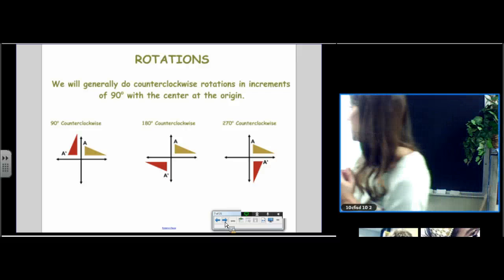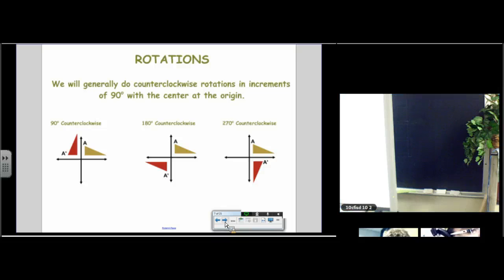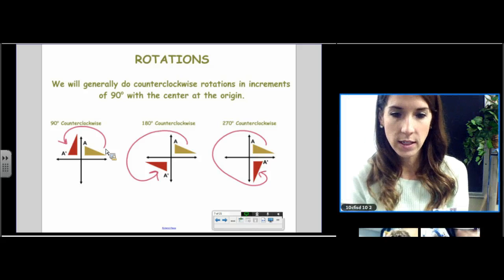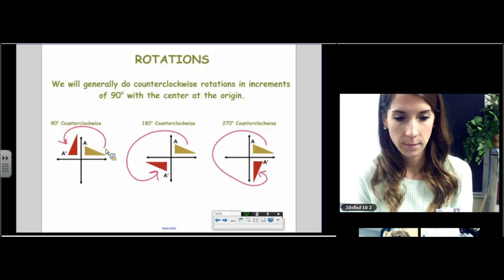So counterclockwise means you're going in the opposite direction as the hand on the clock. From A to A prime. So we'll be doing 90 degrees counterclockwise, 180 degrees counterclockwise, and 270 degrees counterclockwise.